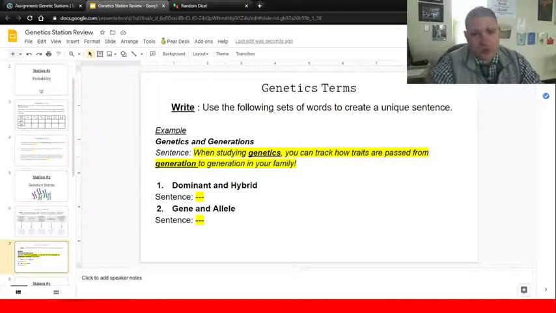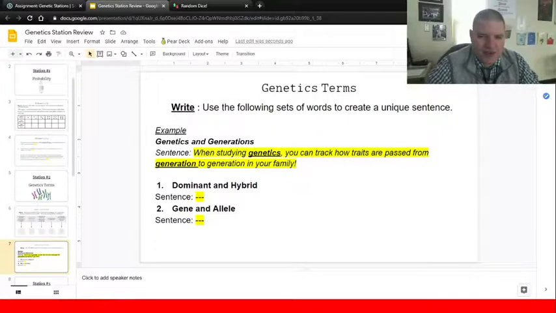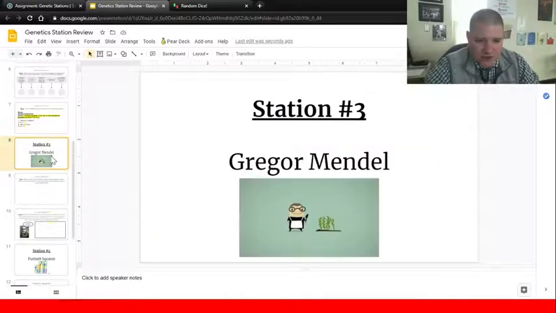What you cannot do for this part is put down like, oh, we learn about dominant and hybrid in science, because that shows me nothing that you know what those 2 words mean. You have to utilize those 2 words to demonstrate that you know the meaning of those 2 words. So make sure that you do that aspect of it. So that's station number 2.